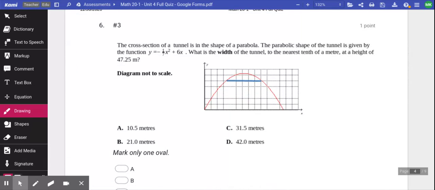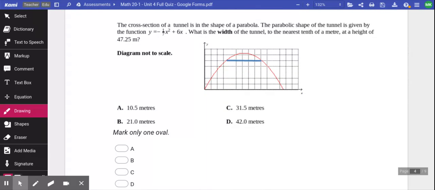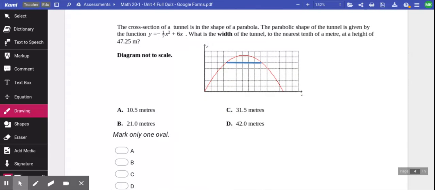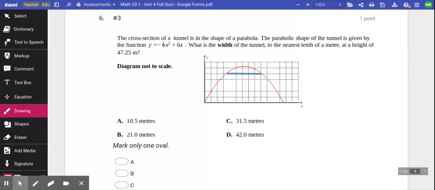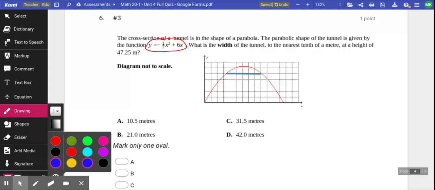All right, number 3. Probably one of the hardest questions on the test. If you look at number 3, it says the cross-section of a tunnel is the shape of a parabola. The parabolic shape of the tunnel is given by this function. They gave me a function right here. What is the width of the tunnel to the nearest tenth of a meter at a height of y equal 47.25? Okay.